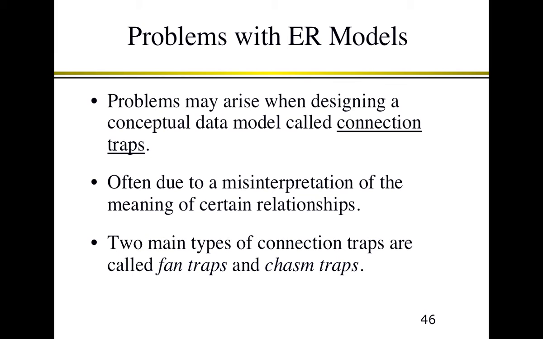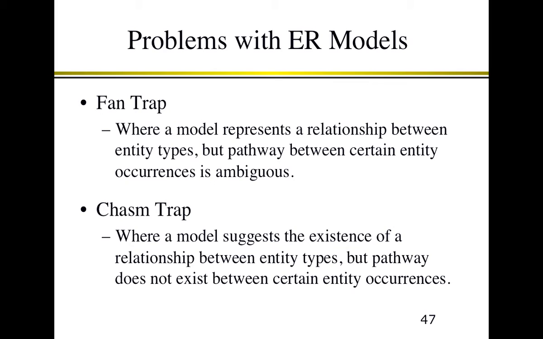Problems come in two connection traps, where either the connection is ambiguous or the connection doesn't exist at all. And this is the connection between the entities that forms the relationships. They're called fan or chasm traps. So the fan trap represents the relationship between the entities, but the pathway is uncertain. It's ambiguous. The other one just says it doesn't exist at all. There's no connection. Let me show you an example of one that's ambiguous.